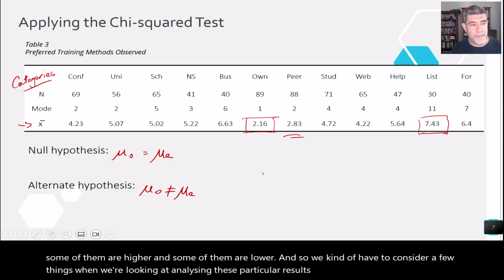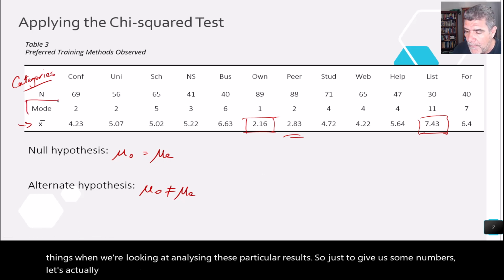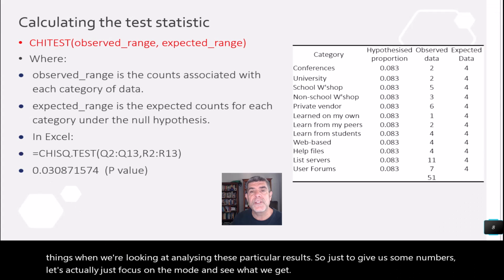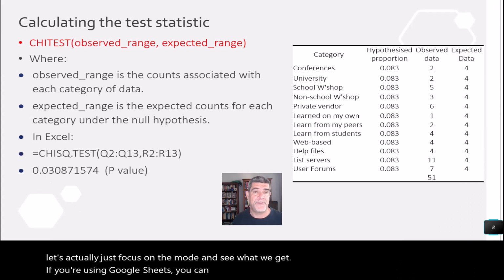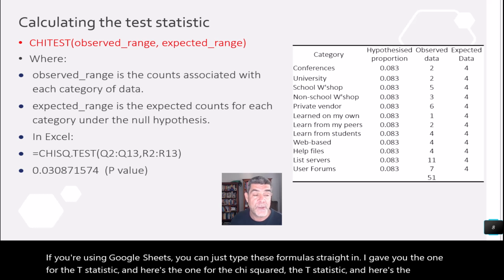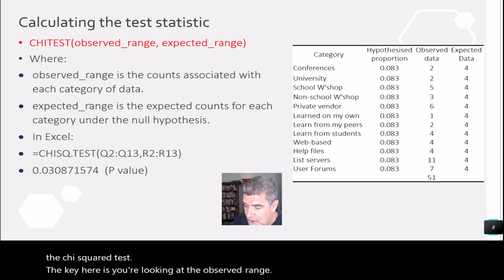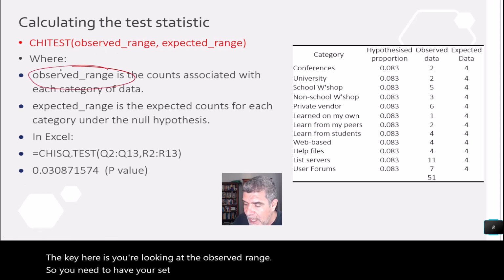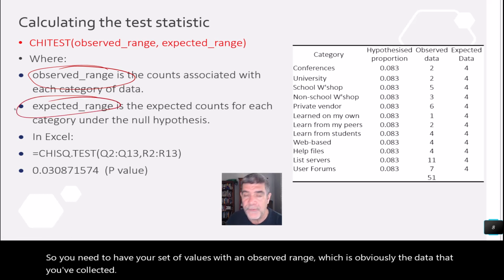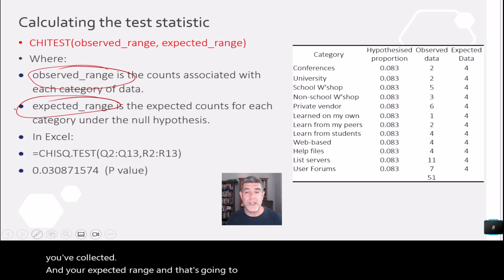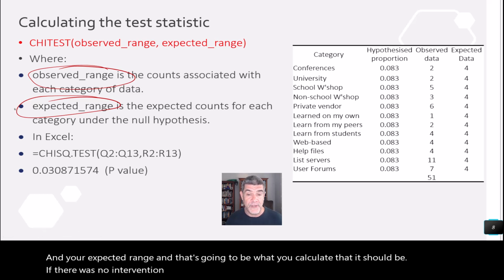So just to give us some numbers, let's actually just focus on the mode and see what we get. If you're using Google Sheets, you can just type these formulas straight in. I gave you the one for the t-statistic, and here's the one for the chi-squared test. The key here is you're looking at the observed range. So you need to have your set of values with an observed range, which is obviously the data that you've collected, and your expected range. And that's going to be what you calculate that it should be if there was no intervention, if there was no difference between the groups, if you wouldn't expect any difference.